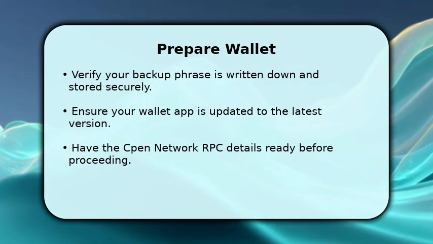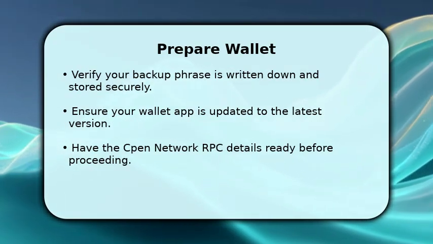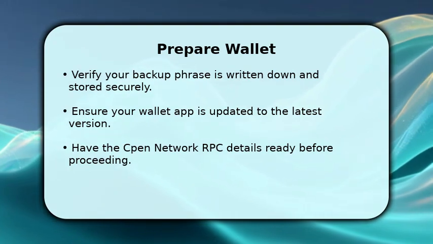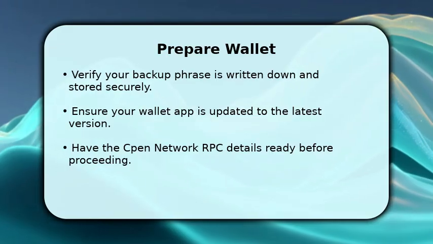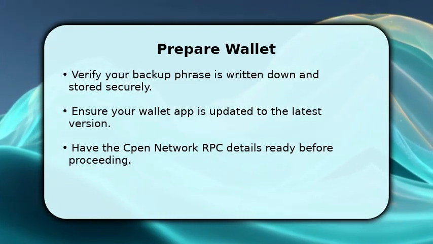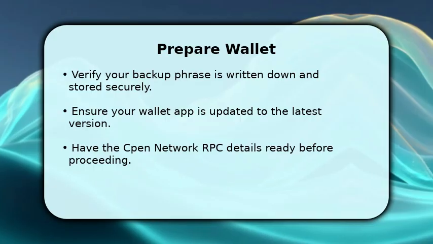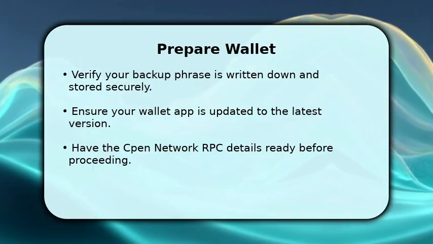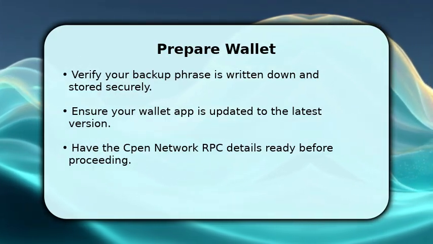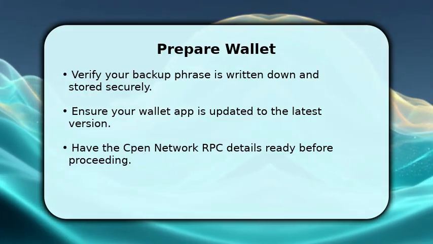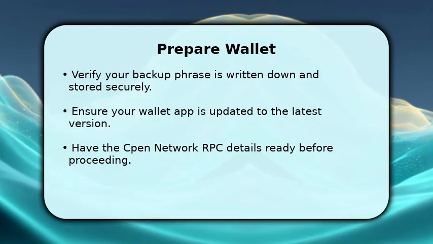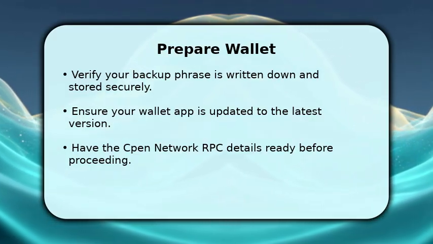Before adding a network, double-check your backup phrase and ensure your device is secure and updated. Open Trust Wallet and confirm you can access the wallet where you want Cpen Network tokens to appear. Locate the Cpen Network RPC details such as network name, RPC URL, chain ID, symbol, and block explorer URL. Keep these details copied somewhere safe so you can paste them accurately when creating the custom network entry.